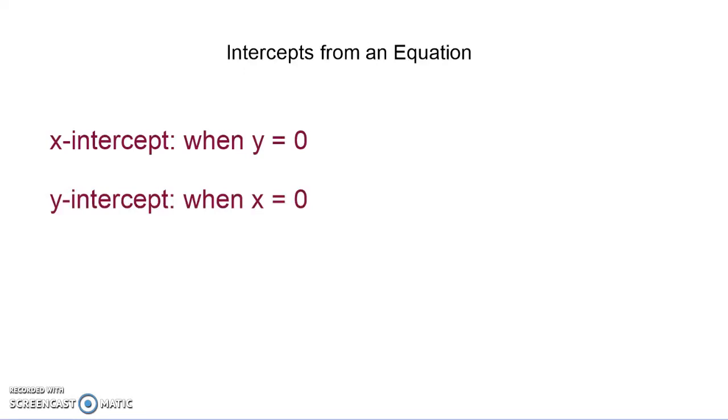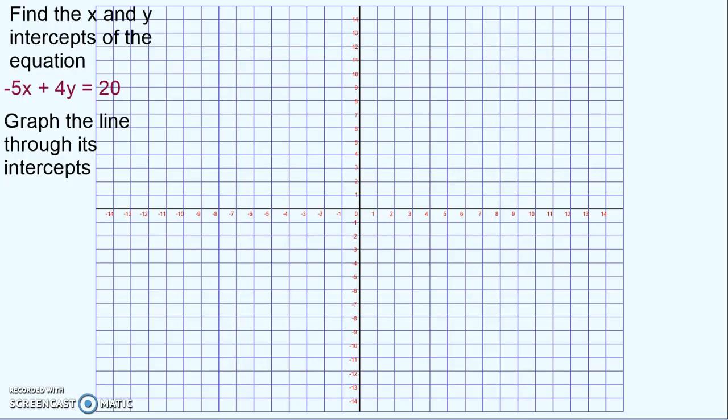All right, we are moving on to intercepts from an equation. So just a reminder that an x-intercept is where the graph crosses the x-axis, and it is also when y equals 0. And a y-intercept is when the graph crosses the y-axis or when x equals 0. Now, this is going to use our simple algebraic solving skills as well as our solving for one or two variable skills. So, let's move on.